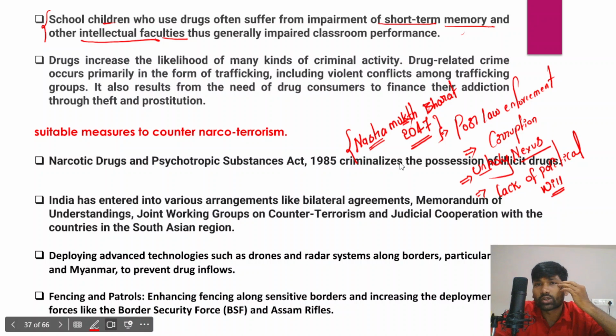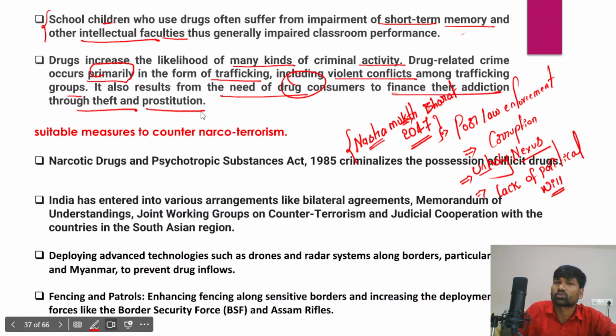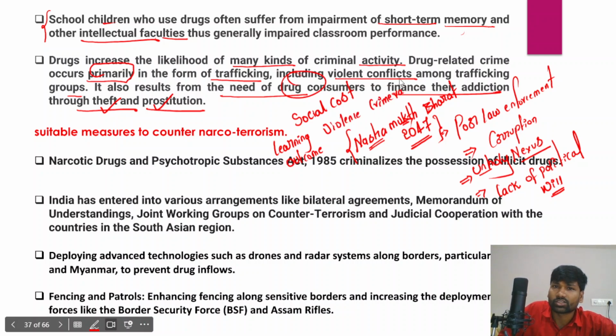And when we talk about the social cost of drug trafficking or increased use of drugs, drugs increase the likelihood of many kinds of criminal activity. For example, drug-related crime occurs primarily in the form of trafficking, including violent conflicts among trafficking groups. It also results from the need of drug consumers to finance their addiction through theft and prostitution. These are all things which come as part of the social cost. When I discuss the social cost of drug abuse or drug addiction, learning outcomes would get impacted, along with an increased crime rate and violence in society, and black money and money laundering would be another very important aspect, right?